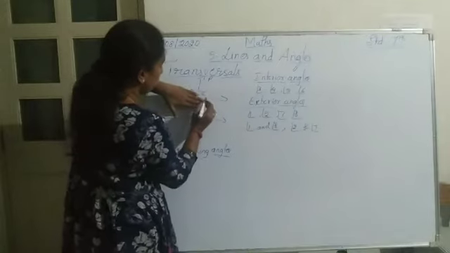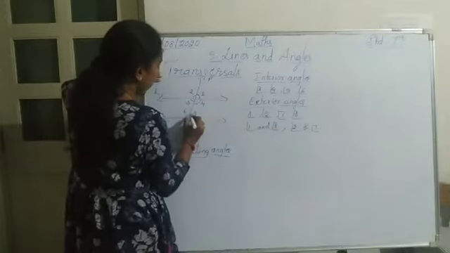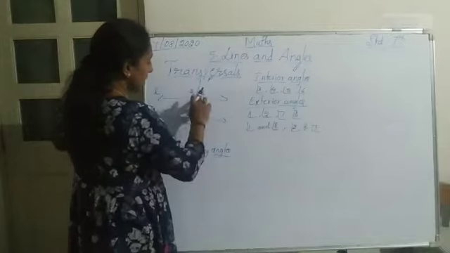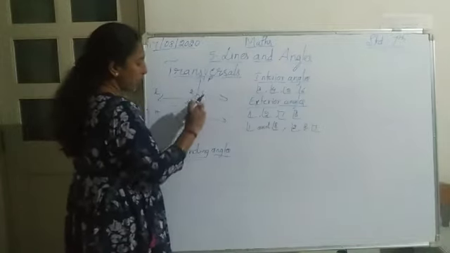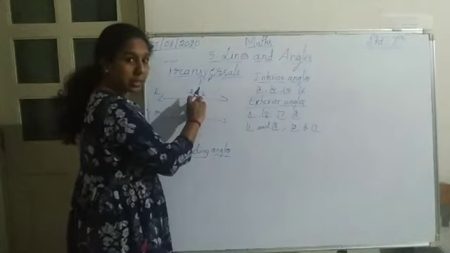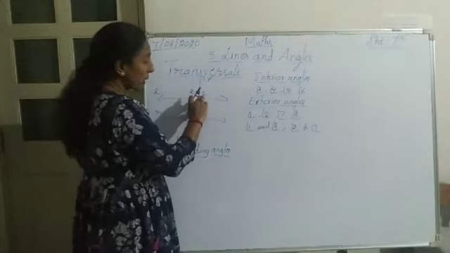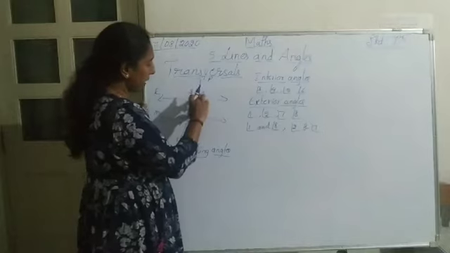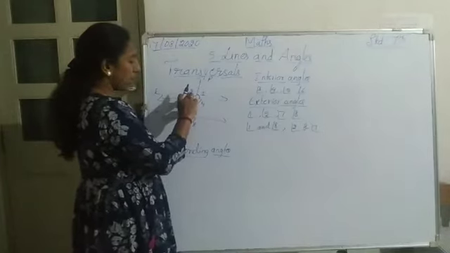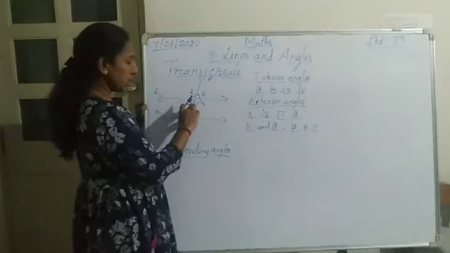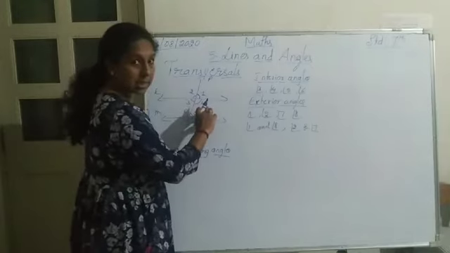So here, if you see this angle 1 and this angle 5, these two are on the same side and the same position of the two lines. So these two are called corresponding angles. So 1 and 5 are corresponding angles. 2 and 6 are corresponding angles. 3 and 7 are corresponding angles. 4 and 8 are also corresponding angles.